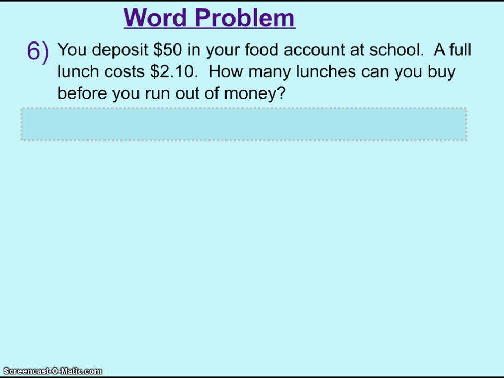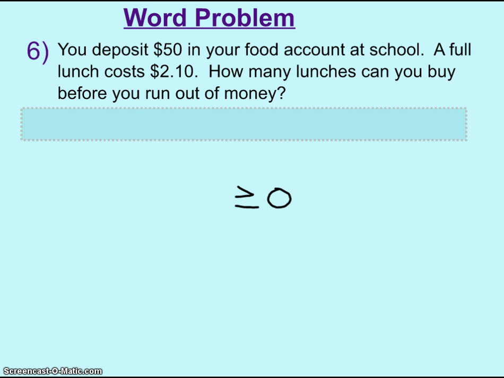Our last topic would be the word problem. The problem says you deposit $50 in your food account at school. A full lunch costs $2.10. How many lunches can you buy before you run out of money? So what we're looking for is we want to make sure that we have more than $0 in our account. So I am looking for at what point will I still be having more than $0 or equal to $0 in my lunch account.